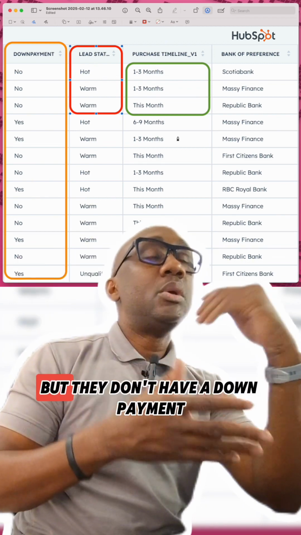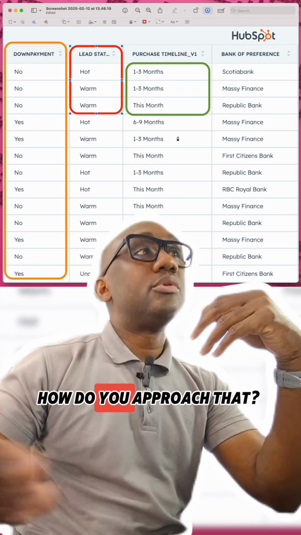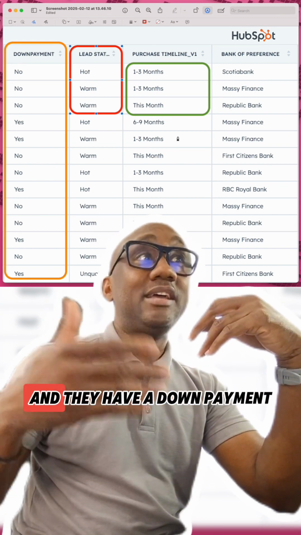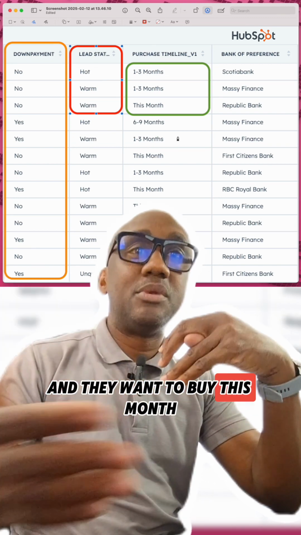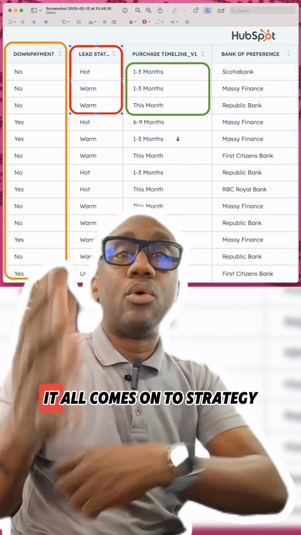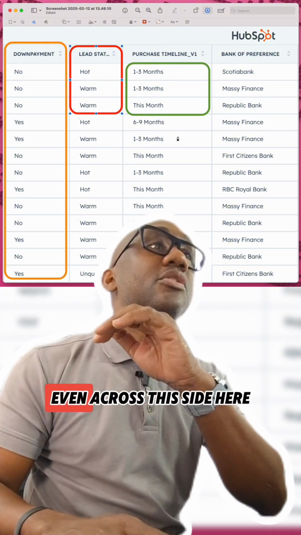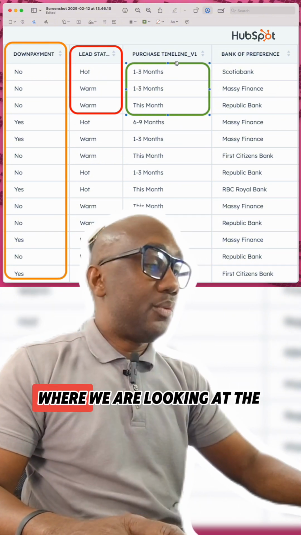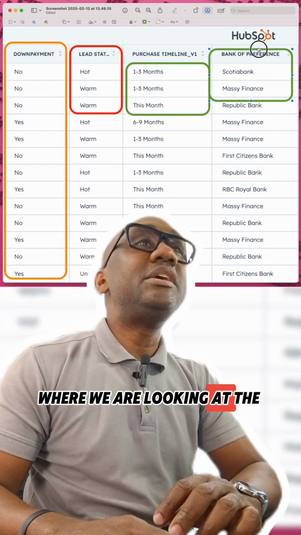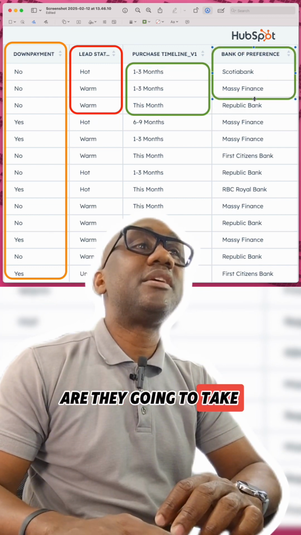People who are warm, but they don't have a down payment, how do you approach that? People who are hot and they have a down payment and they want to buy this month, how do you go about approaching that? It all comes down to strategy. Even across to this side here, we are looking at the financial options that they're going to take, right?